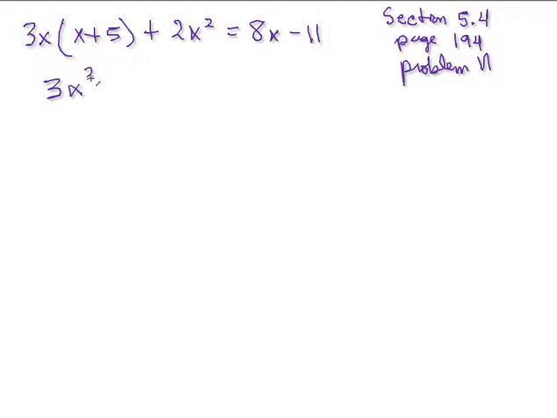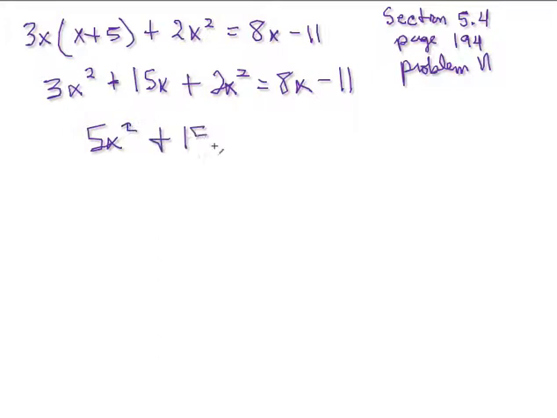We're going to get 3x squared plus 15x, right? Plus 2x squared equals 8x minus 11. I doubt anybody struggled with this. 3x squared and 2x squared is 5x squared, right? 5x squared plus 15x is equal to 8x minus 11.